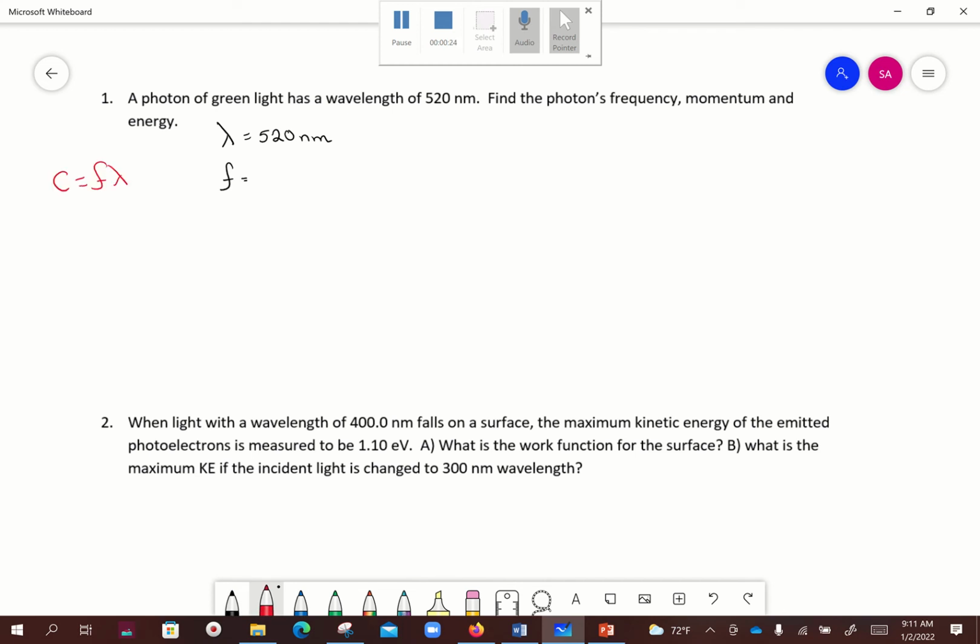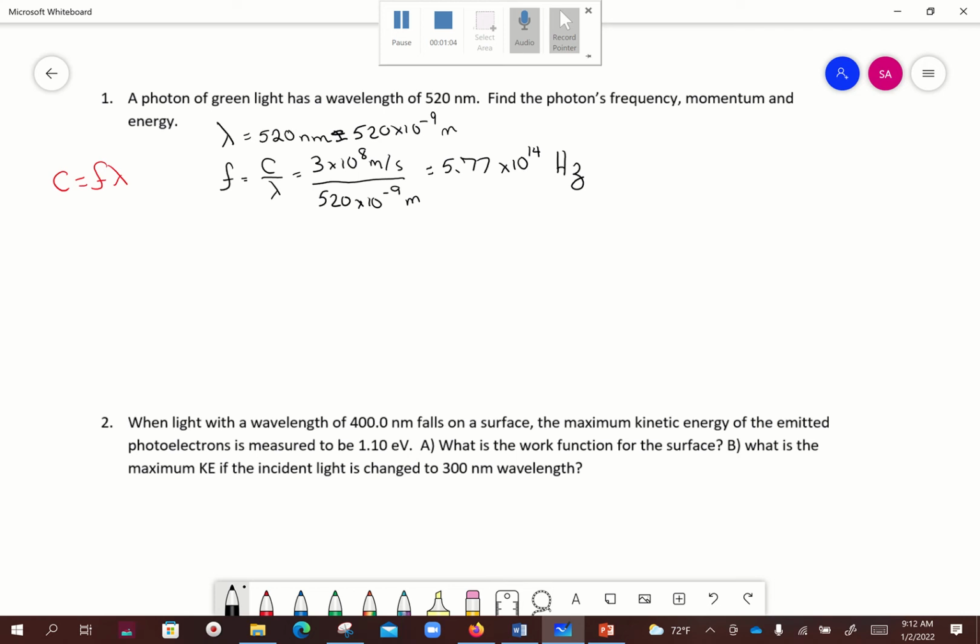So we're just going to do the same thing that we did a couple of chapters ago and do f is equal to c over lambda. c is the speed of light, 3 times 10 to the 8 meters per second. The wavelength is 520 nanometers, so I need to write that in meters: 520 times 10 to the minus 9 meters. And I get 5.77 times 10 to the 14 hertz. Okay, so there's the frequency.